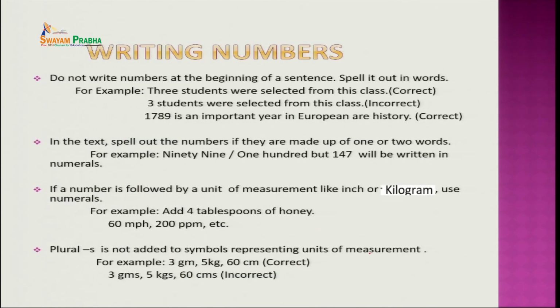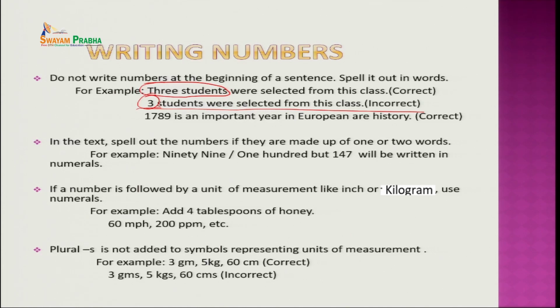Then without wasting much time, we will move towards certain nuances that we have to pay attention to. There is a huge difference between what we know and what actual grammar is. When we talk about writing numbers, there are a few points to keep in mind. While writing letters, do not write numbers at the beginning of a sentence. For example, if I say "3 students were selected from this class," this is incorrect. Using 3 at the beginning is incorrect, while using it in word form is perfectly fine.